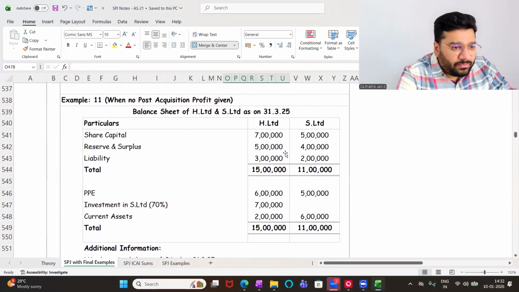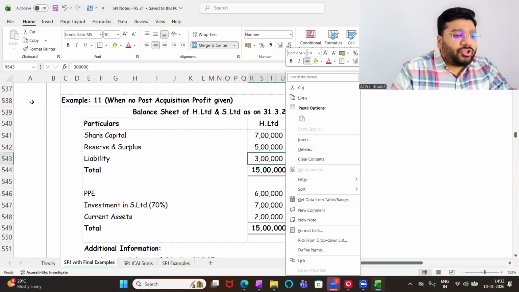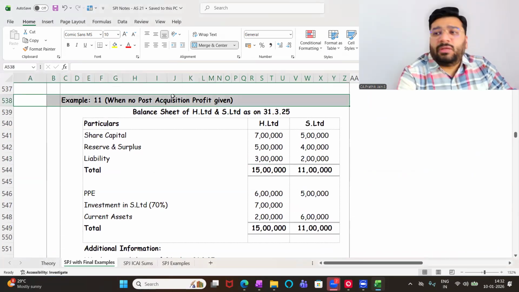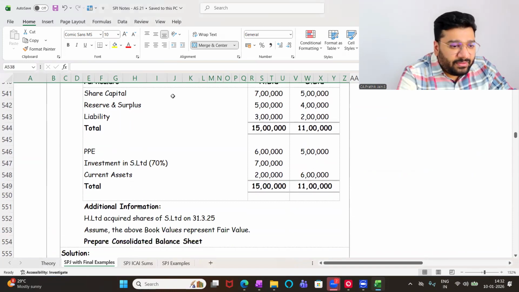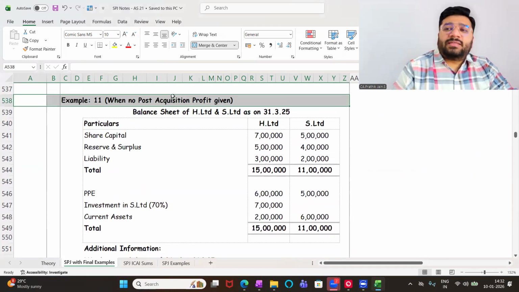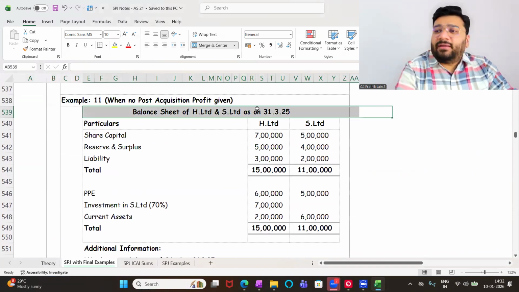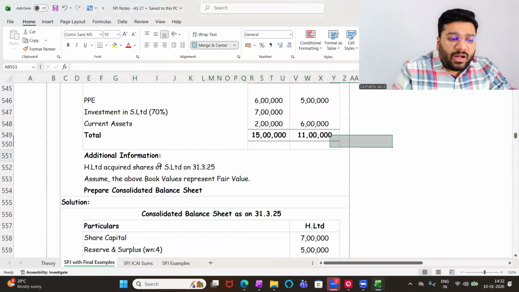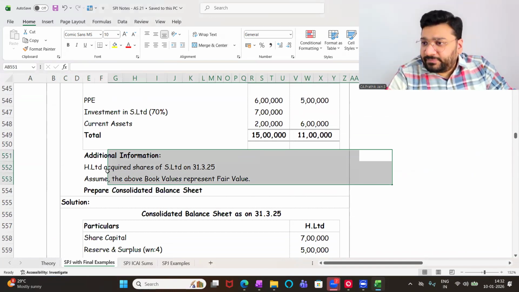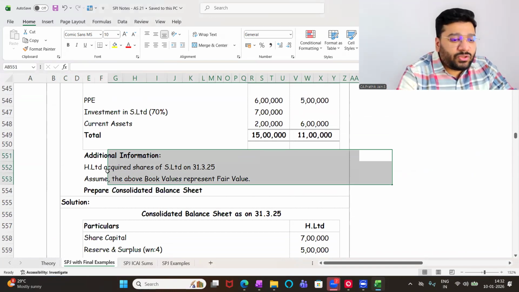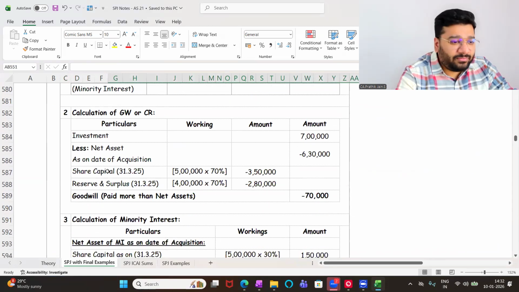Okay. Now, question 11 is also homework. I'll put the PDF in the group anyways. Question 11 is homework. This is the same as your question number 8. Balance sheet date is 31st March 25. Acquisition date is also 31st March 25. No post. This is also homework. No Ramayan. Oh my God.